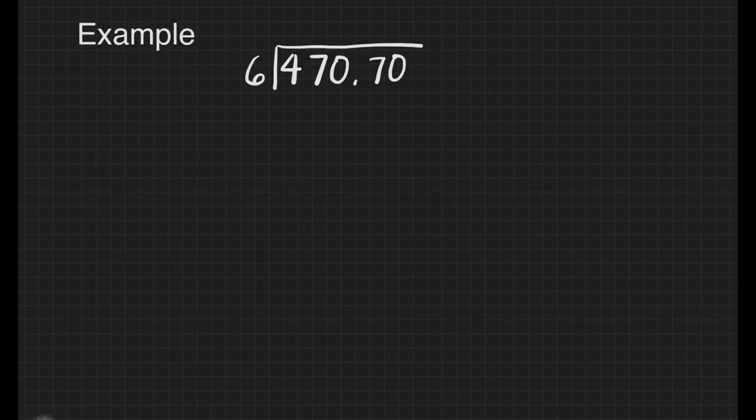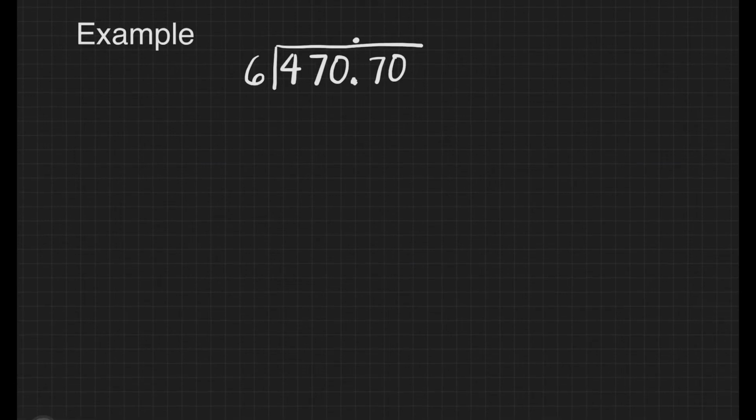We have another example here. It's 470 and 70 hundredths divided by 6. We may now write our decimal point aligned with our given in order for us not to forget about it. Ready to divide? How many 6s are there in 4? Cannot be. Let's proceed to 47. How many 6s are there in 47? We have 7. 7 times 6 is equal to 42. Then we are going to subtract. 7 minus 2 is equal to 5. 4 minus 4 is 0.